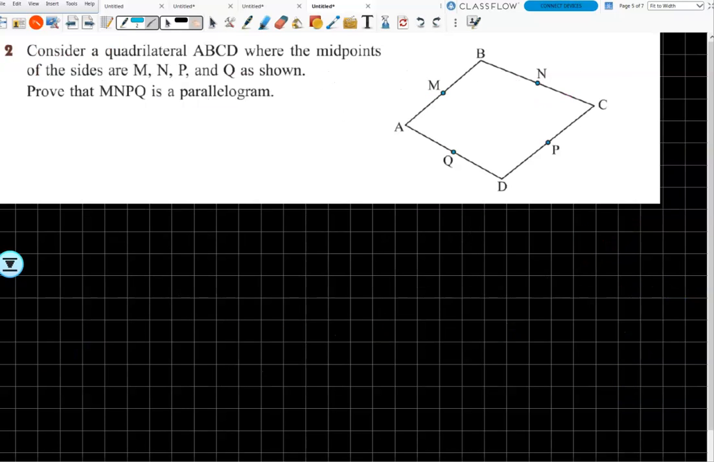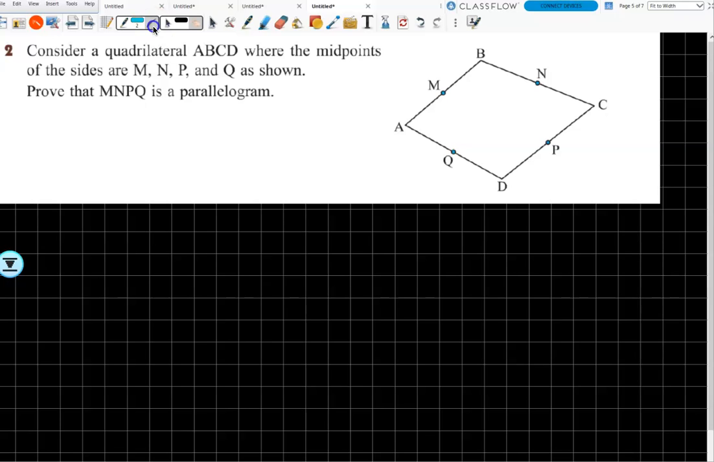So you can prove that two pairs of sides are parallel. That would do it. But most of the time, the easiest way to prove that something's a parallelogram is to prove two lengths are parallel and the same. Especially when we're doing vectors, if we can prove that MN is the same as QP, or MQ is the same as NP, we're good to go. Okay? The problem is there's nothing on there.